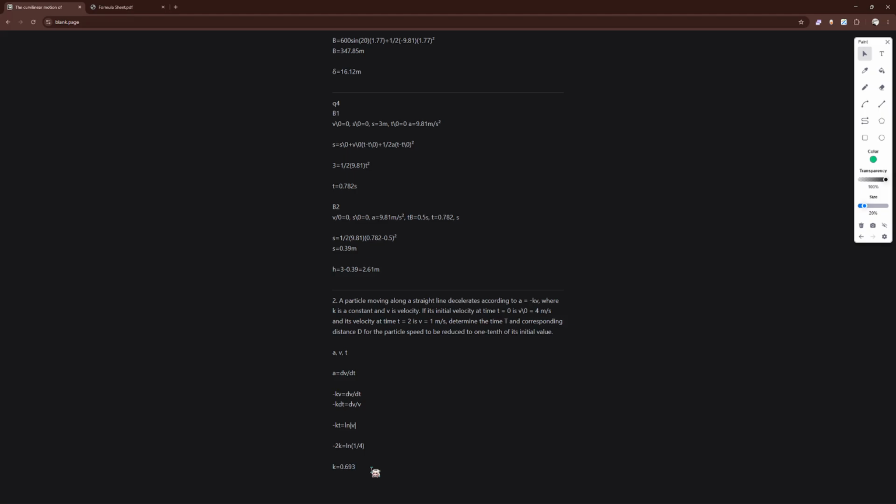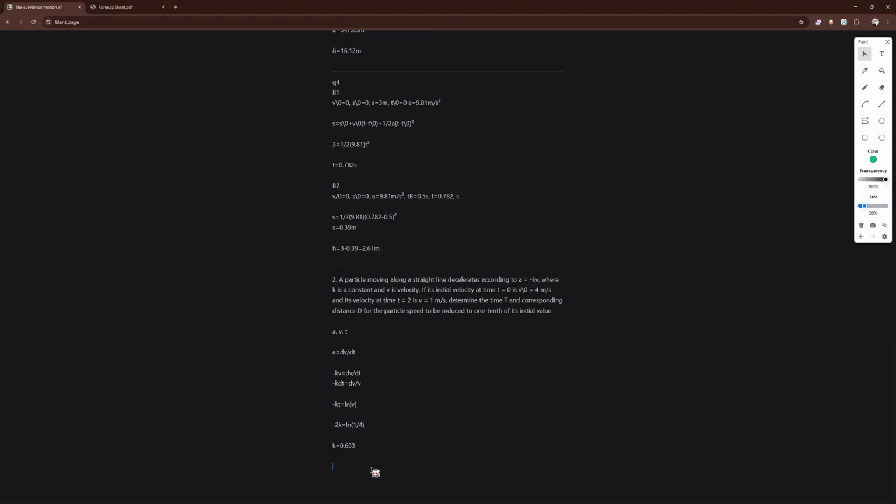Now you have the constant, right? And now you just solve for the capital T. You're looking for when it's equal to 1/10 of its initial speed. So what is this initial speed? 4 meters per second. What is 1/10 of its initial speed? 0.4 meters per second. So you're going to ignore this 2.